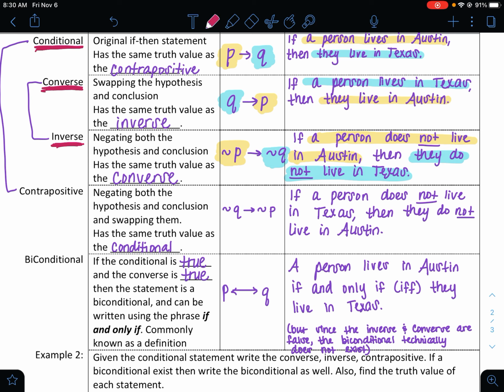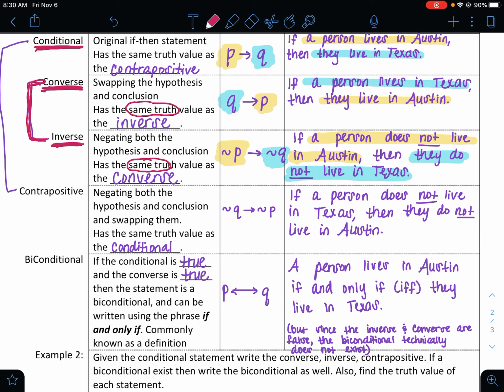Now, something interesting you need to know about converse and inverse. If you see over here on the left side of the screen, converse and inverse are related. They have the same truth value. So basically, if the inverse is true, the converse is automatically true. Let's take a look. If a person lives in Texas, then they live in Austin. Well, that's sometimes true, but it's not always true.